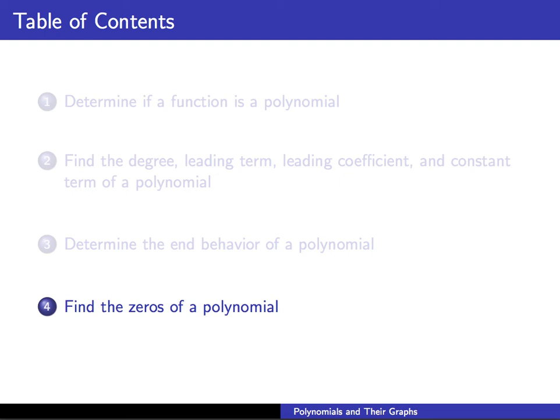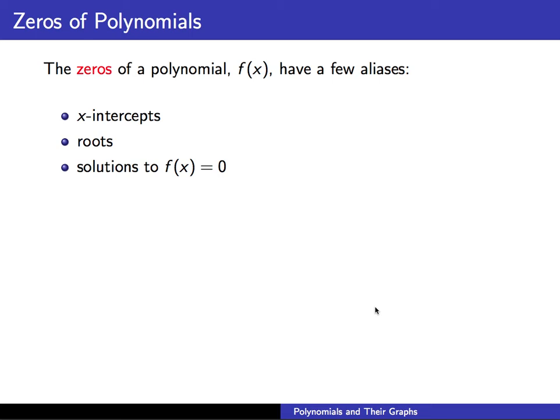In this video, we're going to conclude our section on polynomials by finding the zeros of a polynomial. So the zeros of a polynomial, f of x, have a few aliases. If you see any of these synonyms, they all mean the same thing as finding the zeros. First up, from a visual perspective, the zeros of a polynomial mean finding where it hits the x-axis, or finding the x-intercepts.